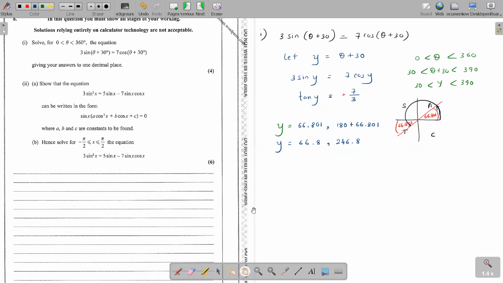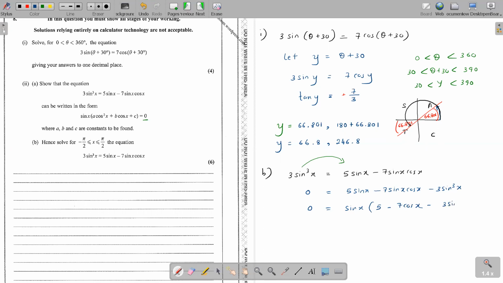So let's do that for part B. The equation is 3 sine cube x equals 5 sine x minus 7 sine x cos x. As I told you, they've made one side 0, so take everything to one side. So 0 equals 5 sine x minus 7 sine x cos x minus 3 sine cube x. Now factorize and take a sine x out as they've done in the show part. 5 minus 7 cos x minus 3 sine square x.